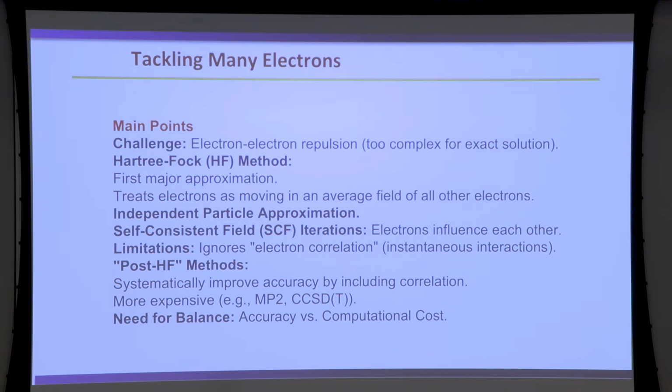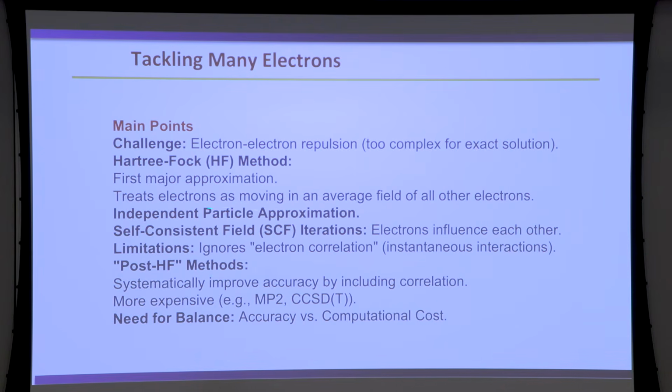And then came the problem with many electrons. What if you have a lot of electrons? The electron-electron repulsion, also in that term in the Hamiltonian, is very complex to get an exact solution. And so here comes the Hartree-Fock method. It was a huge approximation. It basically treats the electrons as moving in a field with all the other electrons, okay?